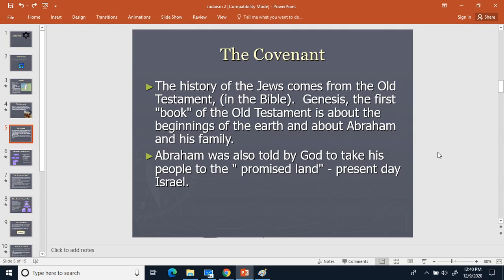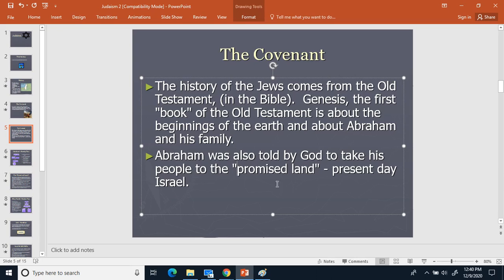Now, also in the book of Genesis, as part of the covenant, Abraham was told by God that his people would be given a promised land, basically land that was promised to them because they worshiped God, and he promised that he would protect them. So therefore, he promised land to them. And the land that God promised to the Jewish people is present day Israel. Go ahead and make a 4, and we're going to write down promised land, present day Israel.